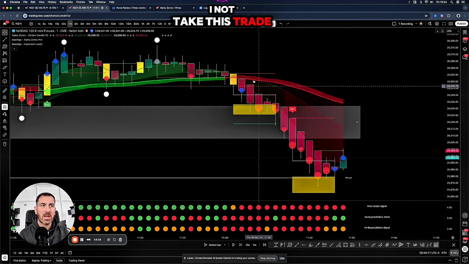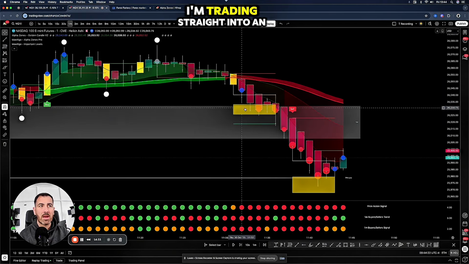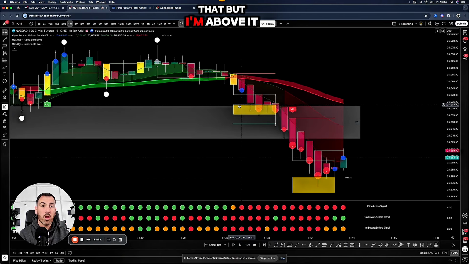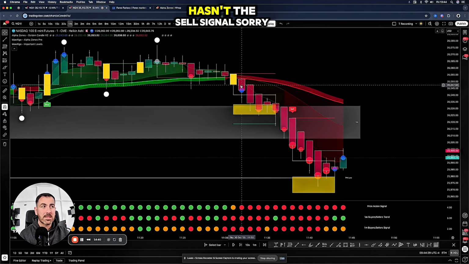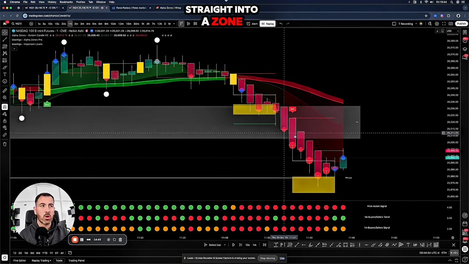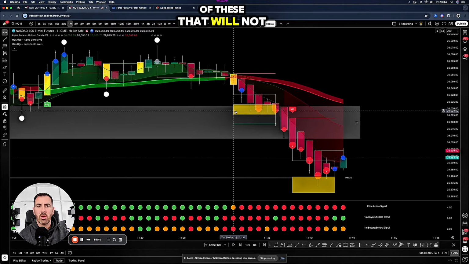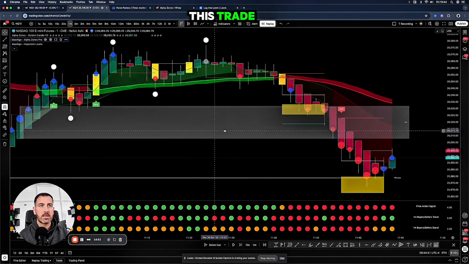Why would I not take this trade? I wouldn't take this trade because I am above my hourly here. I am trading straight into an alpha zone. So the other things would have given me that, but I'm above it. So the sell signal hasn't appeared, and we're trading straight into a zone. This is support and resistance. Now, it still plays out, but there are many of these that will not. So I wouldn't be taking this trade.